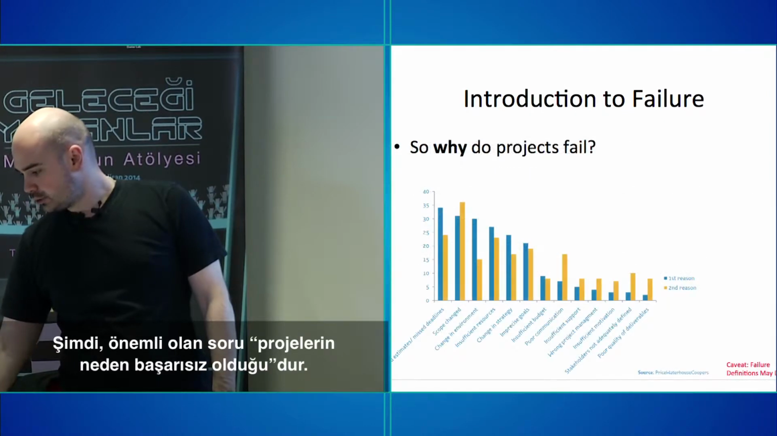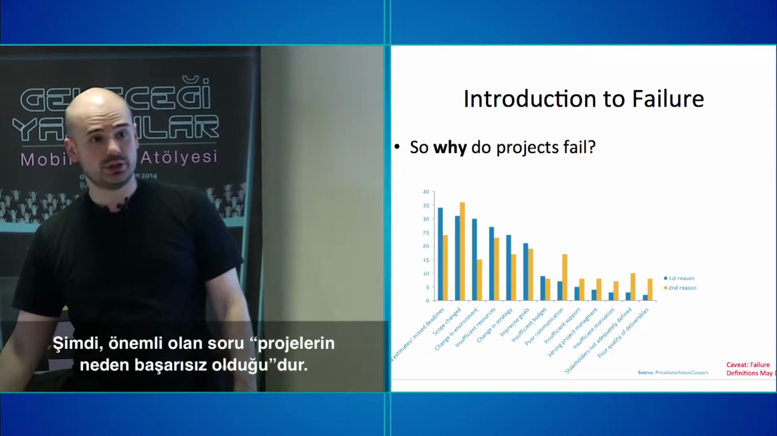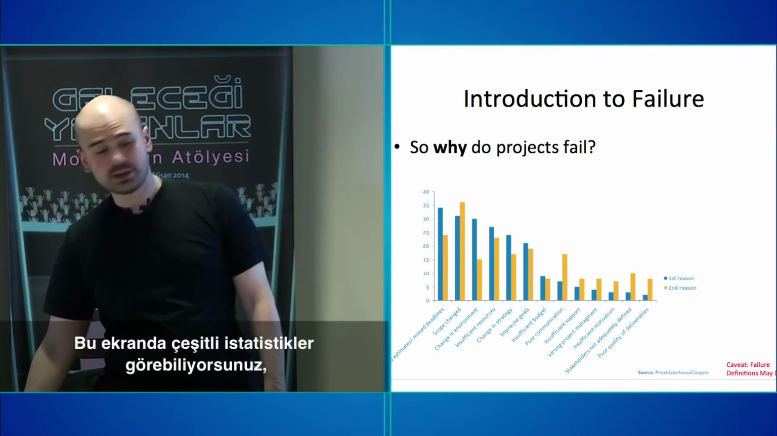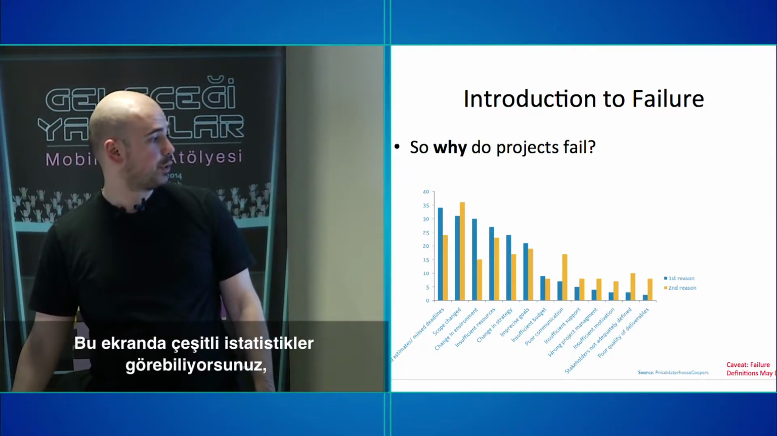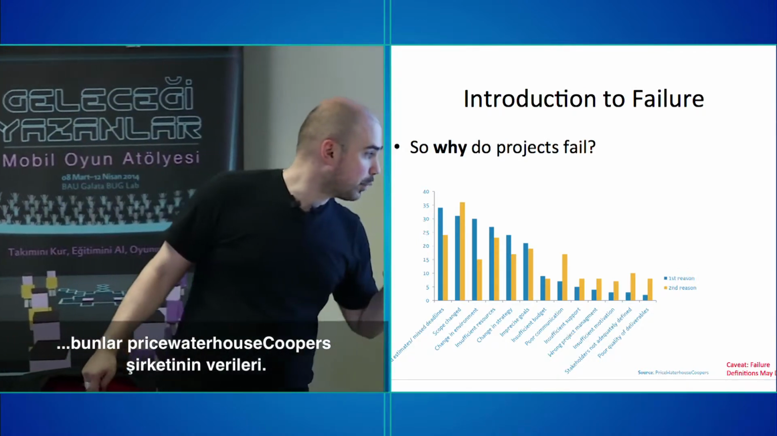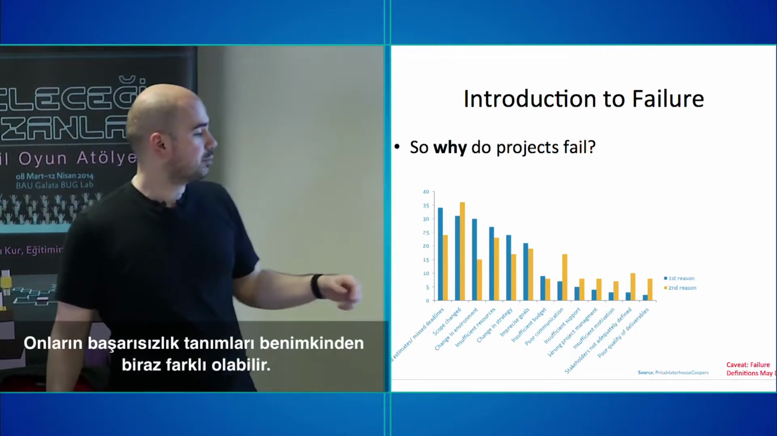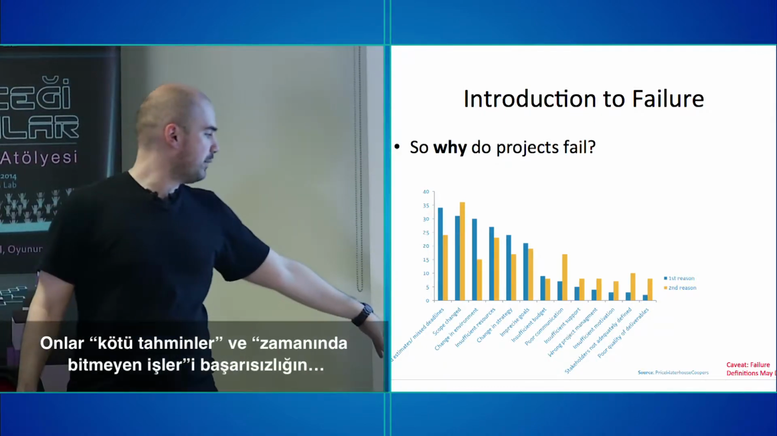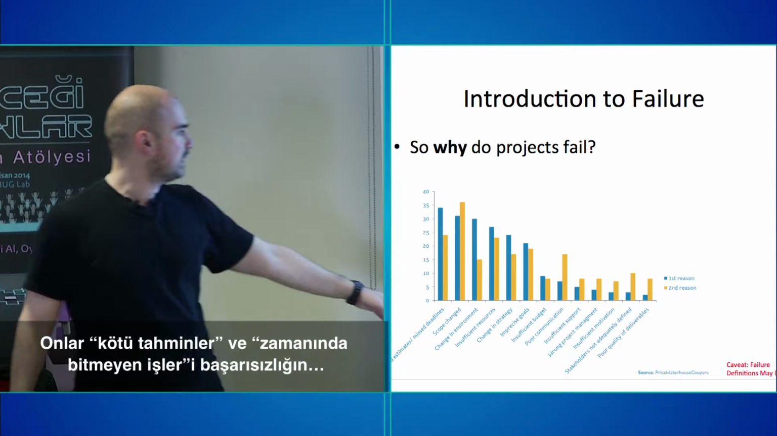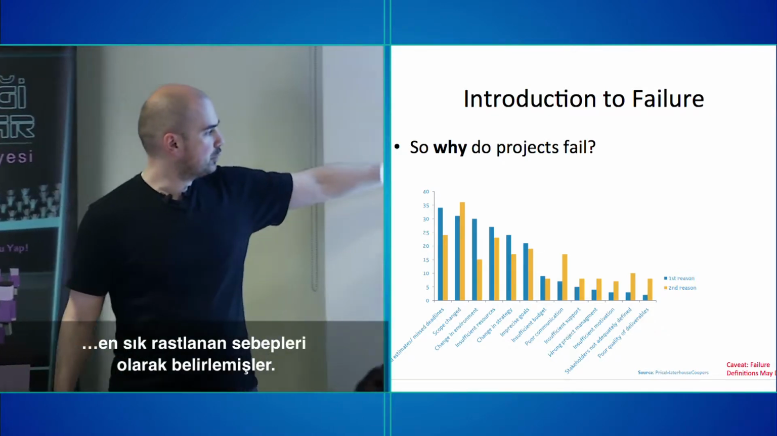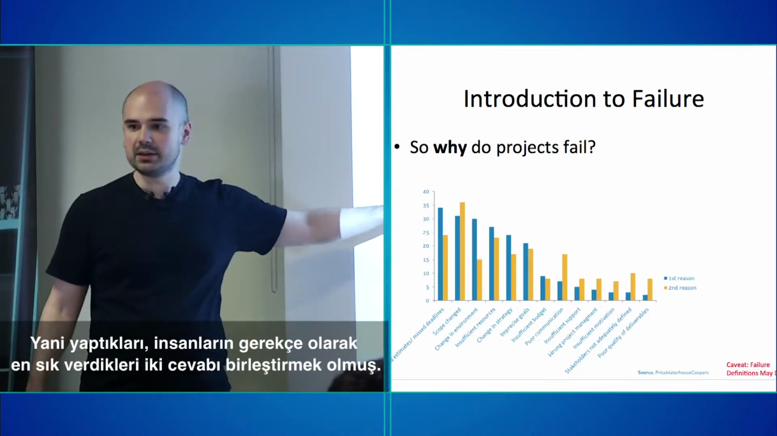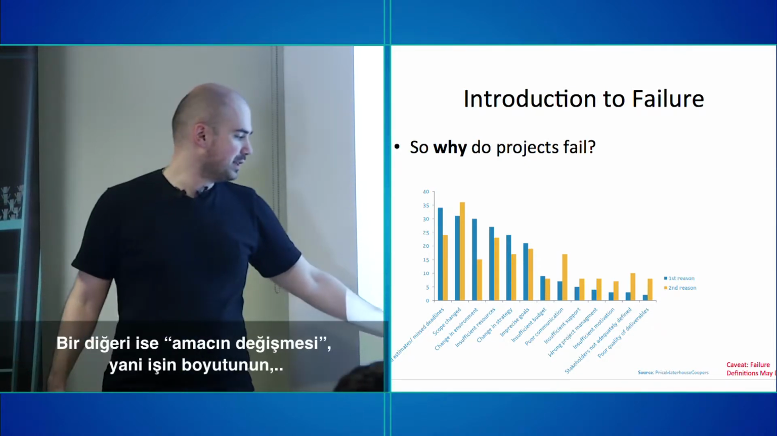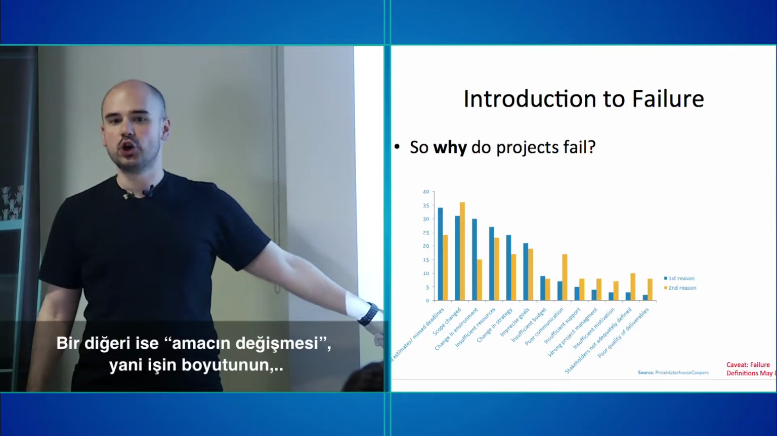Now the important question is, why do projects fail, right? This is a set of statistics from PricewaterhouseCoopers. A small caveat, their failure definitions might be slightly different from mine, but what they have here is bad estimates and missed deadlines as the most common one. So what they're doing here is combining the first reason and the second reason people gave, and this one is the most popular. The other one is change in scope.